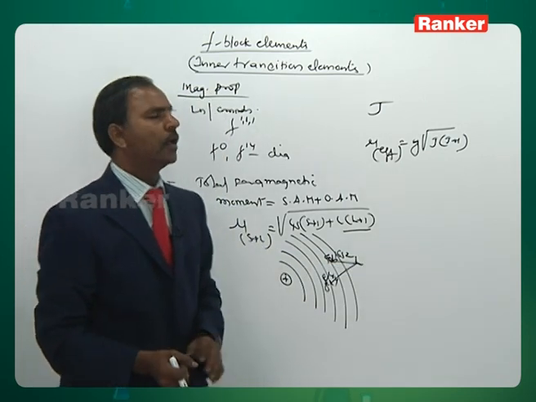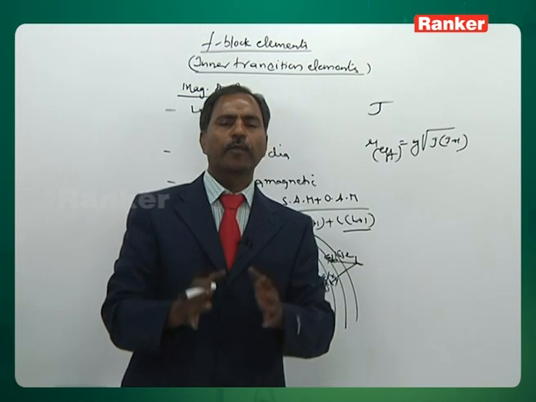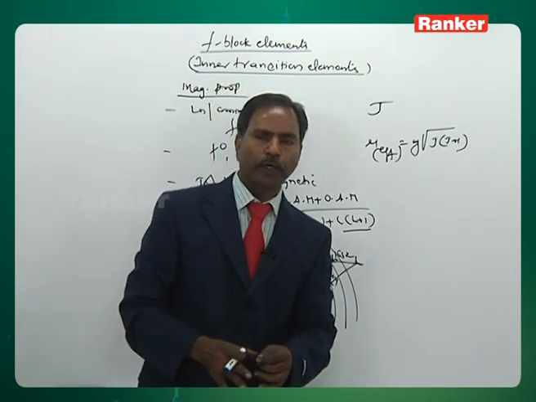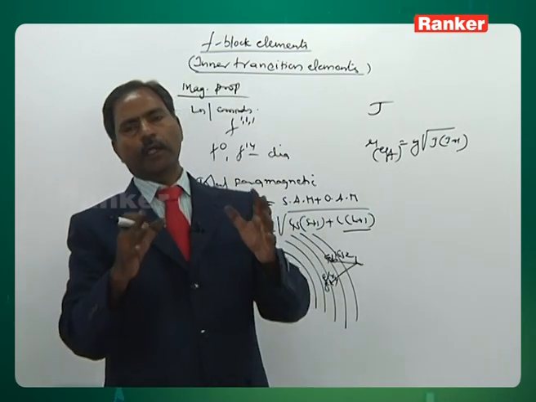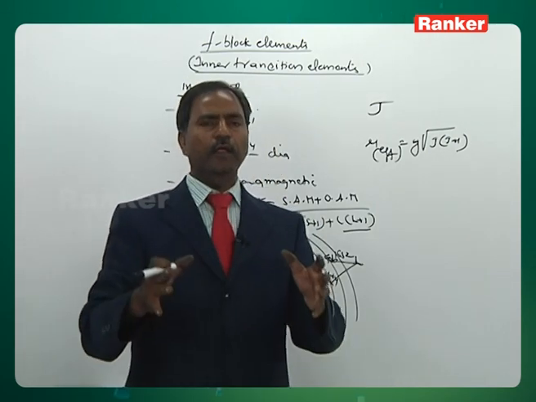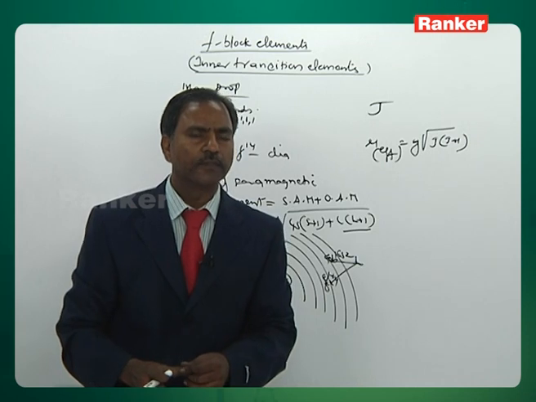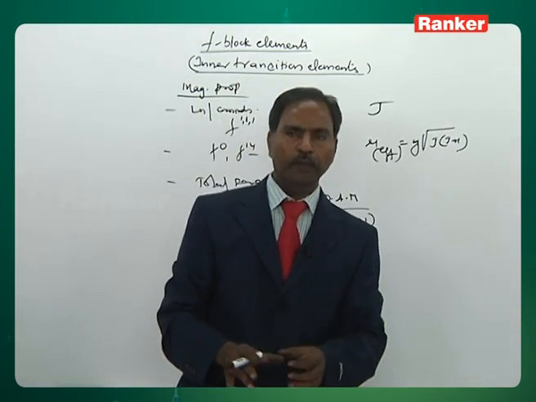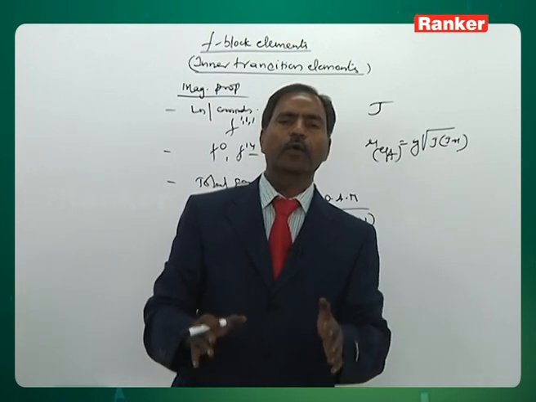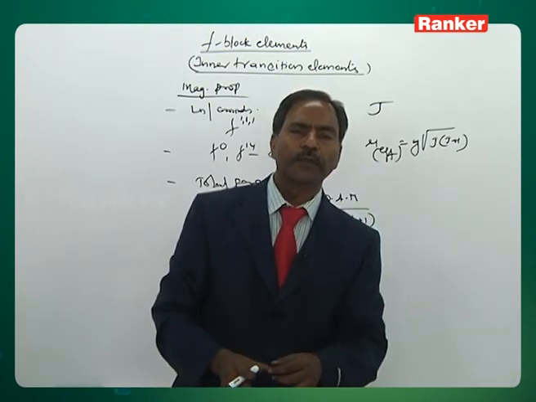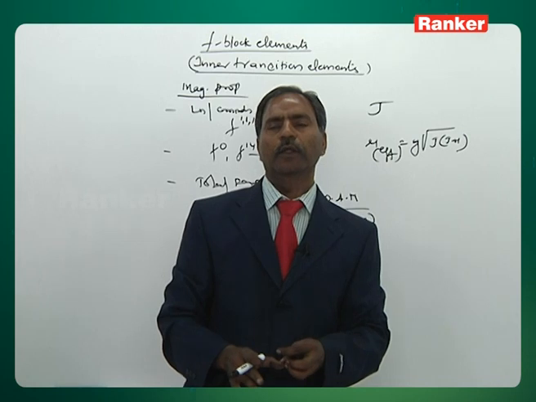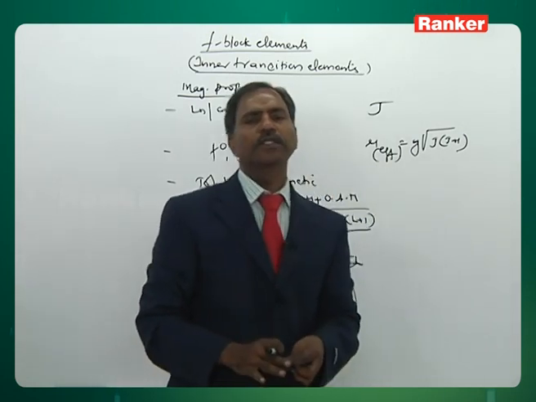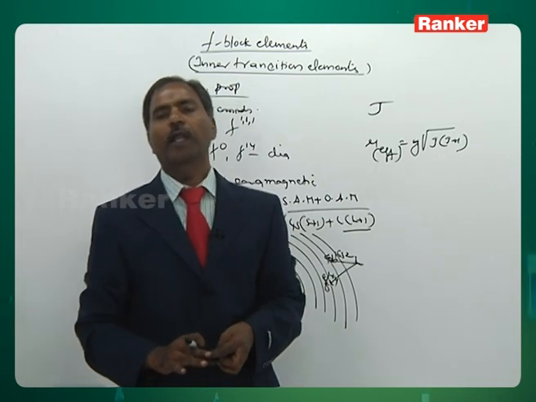Next point. Which element among the lanthanides exhibits greater paramagnetic moment? Generally, the element or compound carrying more number of unpaired electrons will exhibit greater paramagnetic moment. If you consider the same point, among all the lanthanides, gadolinium is carrying the maximum number of unpaired electrons.